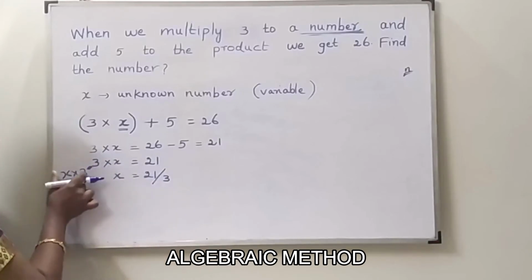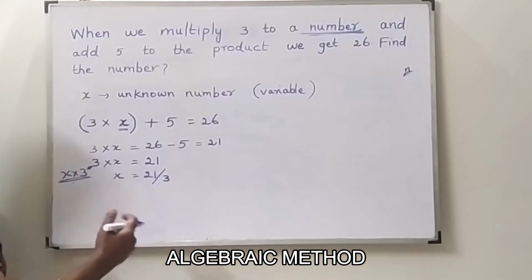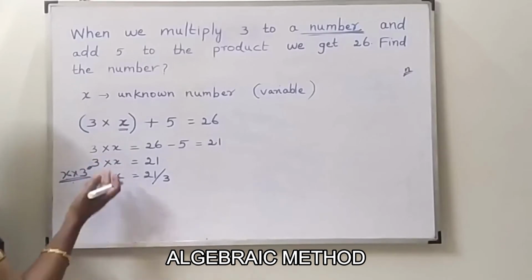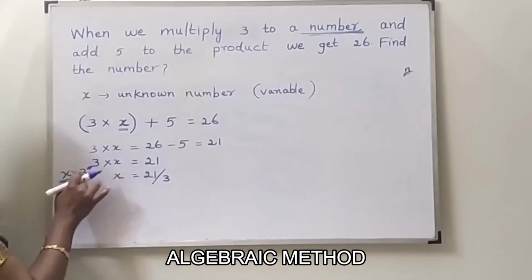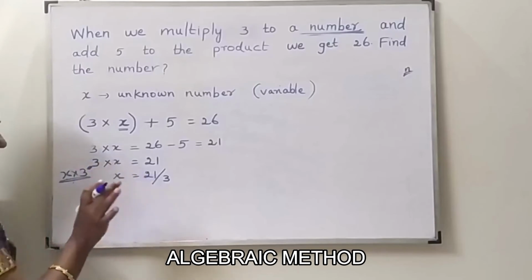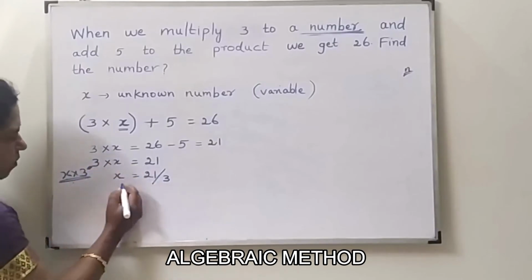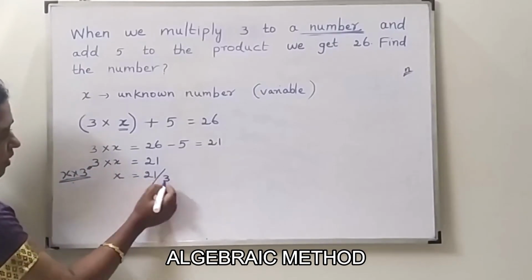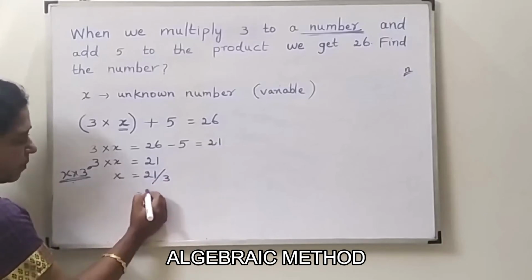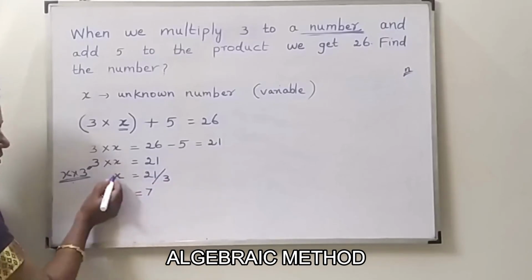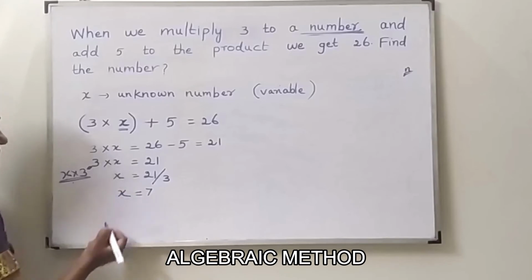In the beginning, you can follow these steps. After some practice, you can write it down directly, without this analysis, within one step. So x is equal to 21 by 3. What is 21 by 3? It is equal to 7. So the value of the unknown number is 7. That's all. We have got the answer.